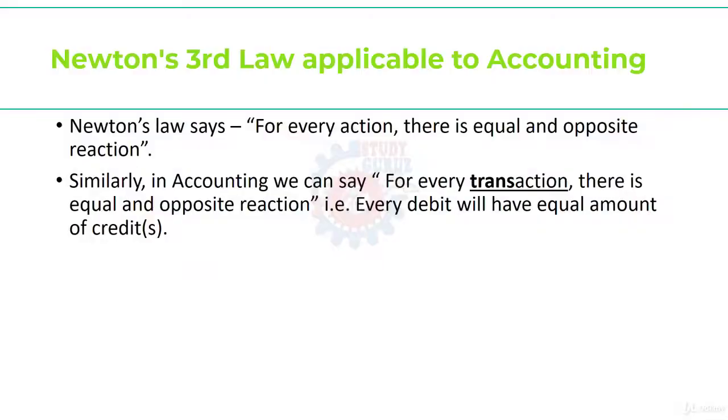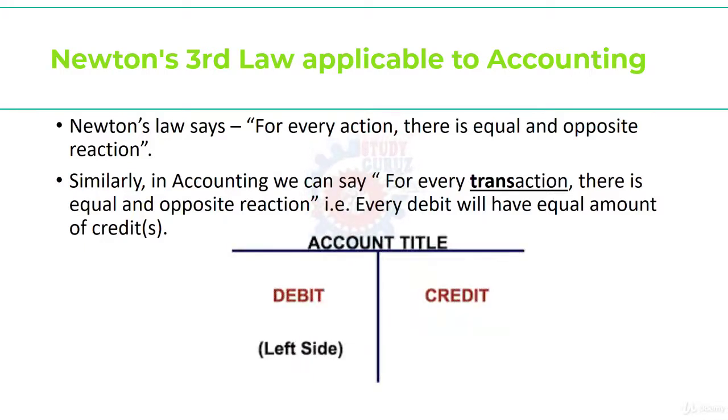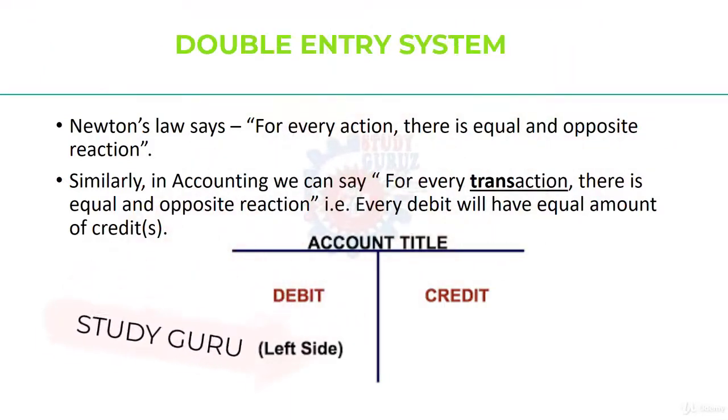Well, Newton's third law says for every action there is an equal and opposite reaction. Similarly, in accounting also, for every transaction there is an equal impact on at least two or more accounts. This means if you debit some amount in an account, there would be an equal credit of the amount in another account or accounts. Let's better understand this.